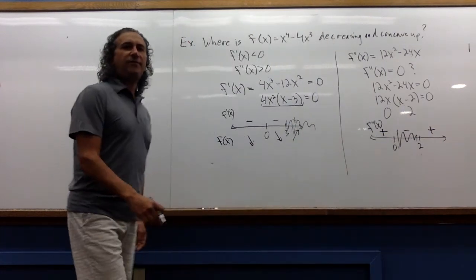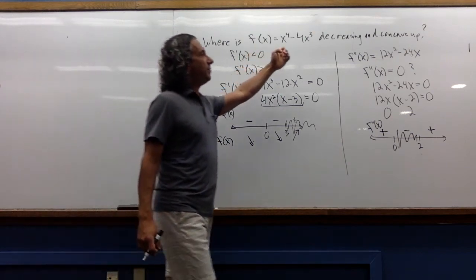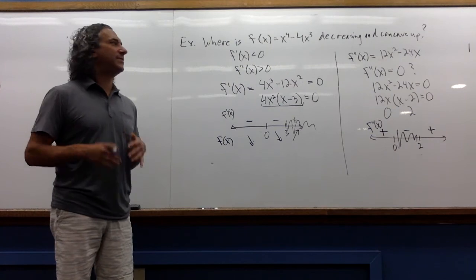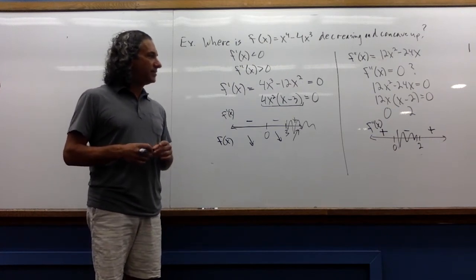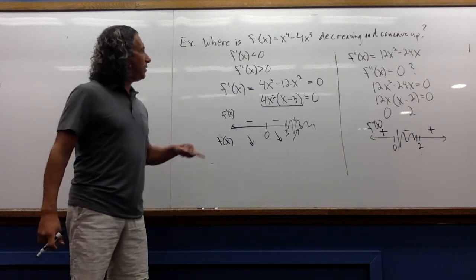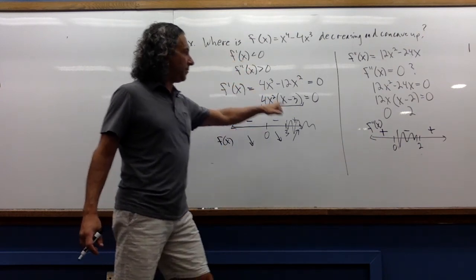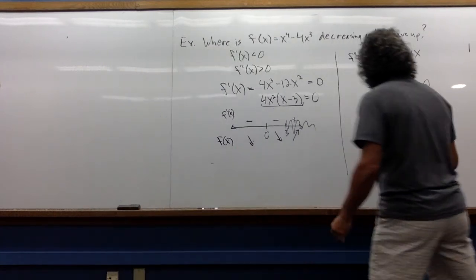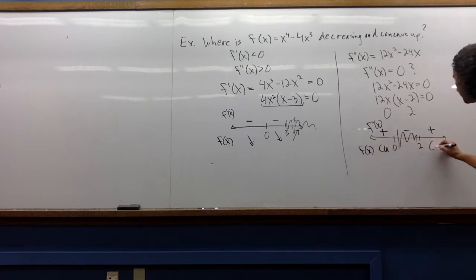So I'm going to give you a minute, see if you can find where this guy is both decreasing and concave up. And again, this to me is amazing. We're doing this without even graphing it. We're doing it just by studying the derivatives. So pause the video and give that a shot. Right, well, hopefully you said f prime of x is less than 0 and f double prime is bigger than 0.